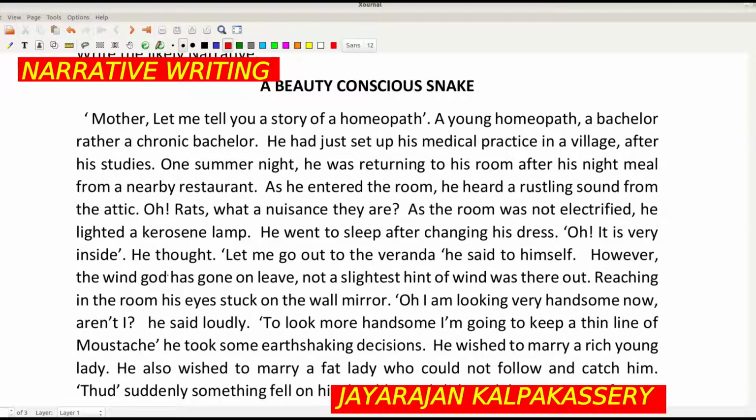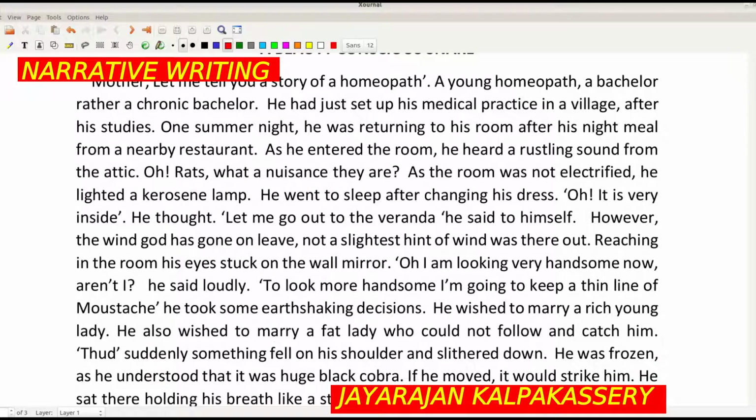Oh, it is very hot inside, he thought. Let me go out to the veranda, he said to himself. However, the wind god has gone on leave. Not a slight hint of wind was there out. Reaching in the room, his eye struck on the wall mirror. Oh, I am looking very handsome now, aren't I? He said loudly. To look more handsome, I am going to keep a thin line of mustache. He took some earth-shaking decisions. He wished to marry a rich young lady. He also wished to marry a fat lady who could not follow him and catch him.